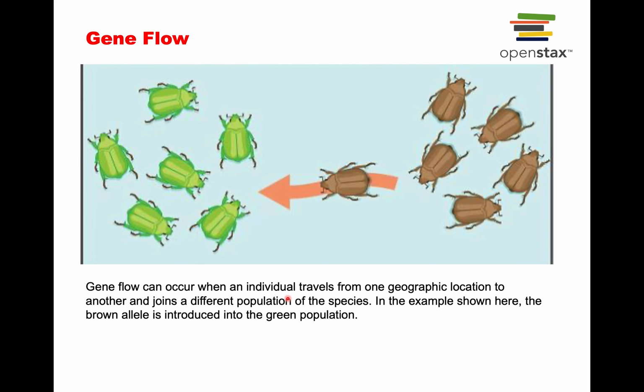Gene flow is another way of changing the allele frequency in a population. It is just due to migration. If you had two populations of beetles living in different areas, and some of the brown beetles come in contact with the green ones and they mate, that causes a change in the allele frequency of this population.